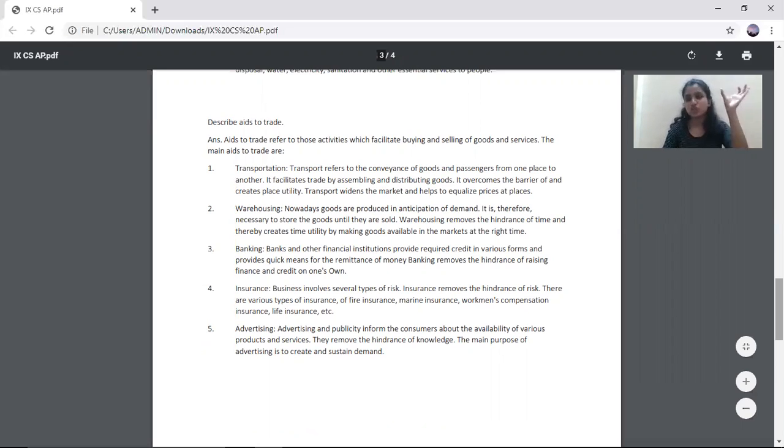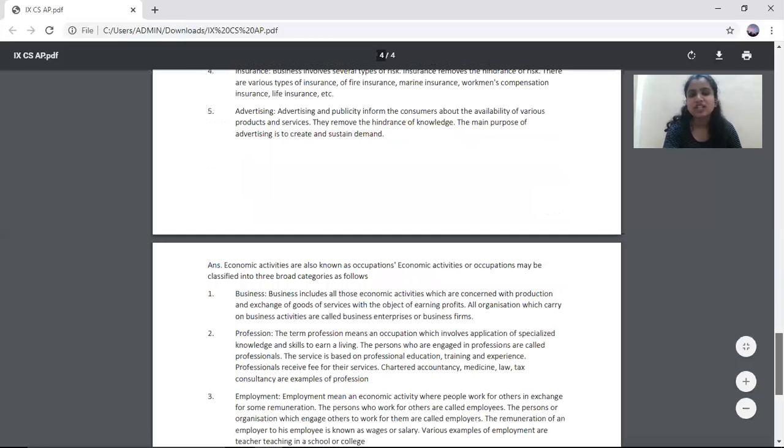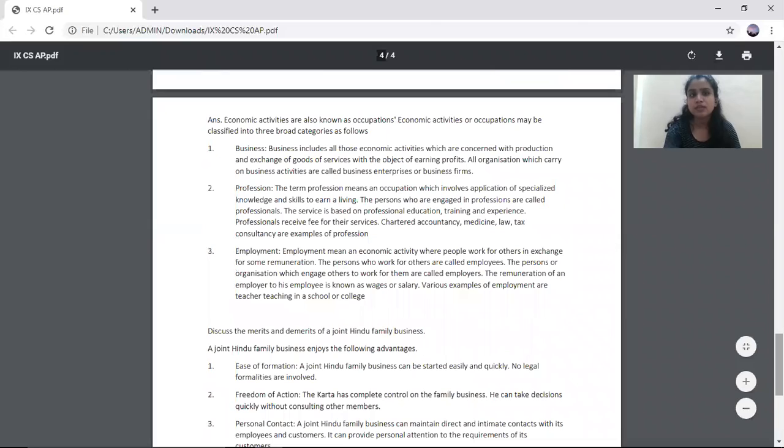The heading has to be underlined, you have to number those headings, those types of aids to trade, and then write the suitable explanation. Again, since it's a 5-mark question, you will write 5 points along with the heading and their explanation. Now moving on to the last question, that is question 4a.